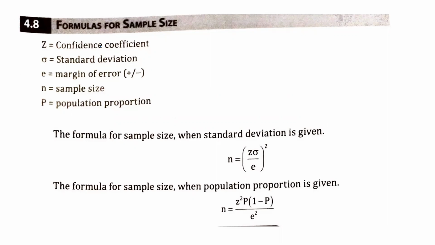Okay, so the formula for sample size when standard deviation is given is n is equal to z into standard deviation by E, whole square. E is the standard error, that is how much error am I accepting. So if I am 95% confident, 5% is the error. If I am 90% confident, 10% is the error. If I am 99% confident, 1% is the error. So that will be in the form of E. So this is the formula when standard deviation is given.